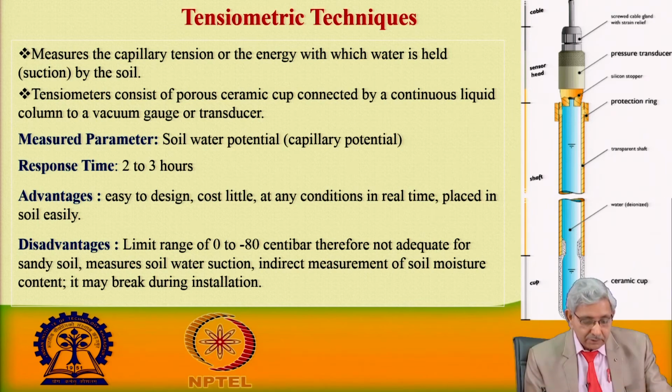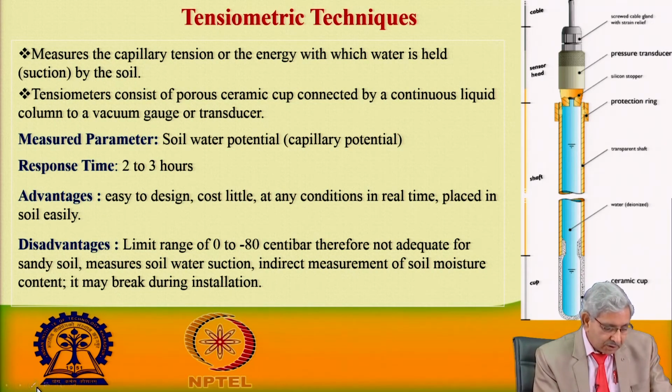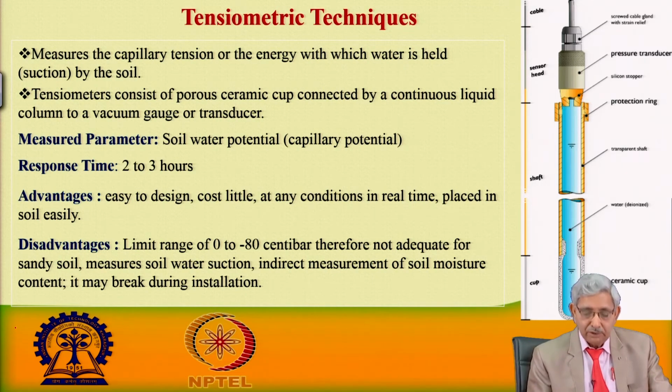So, it is a simple device, only it has a limited range of measurement, that is 0 to 80 centibar. The minus sign is written because it is a negative pressure or tension we are measuring. So, it is not applicable for other soils which are too porous.